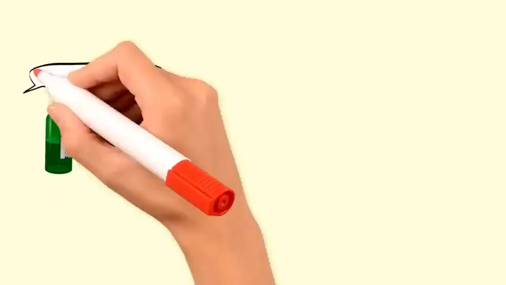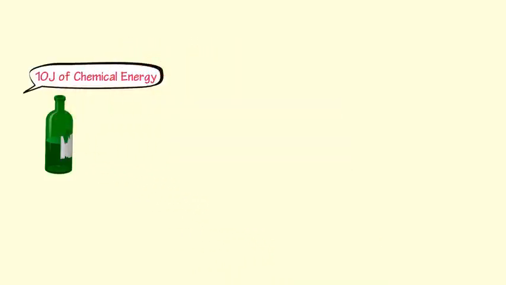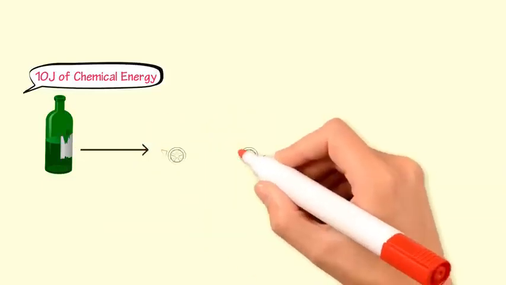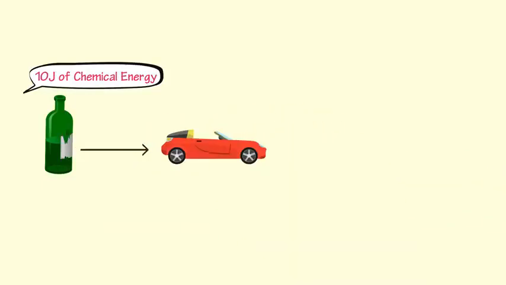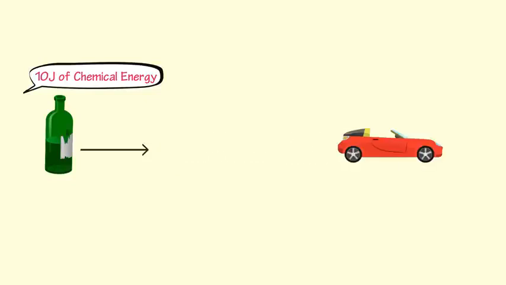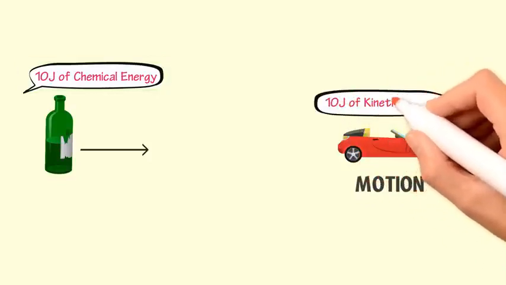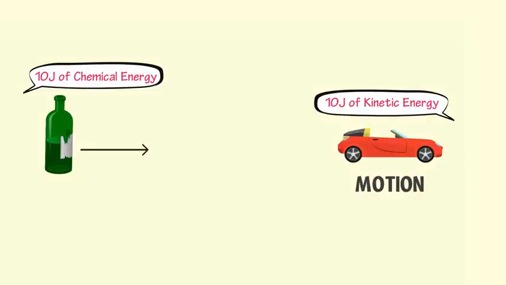There is a bottle of fuel. We know that fuel contains chemical energy. This bottle of fuel has 10 joule of chemical energy. Now when we put this 10 joule of chemical energy into the car's tank, as a result, the car will start moving in this direction. Here, the car is in motion. Hence, the car converted 10 joule of chemical energy of fuel into 10 joule of kinetic energy without any wastage.